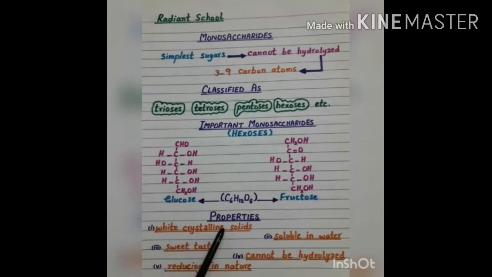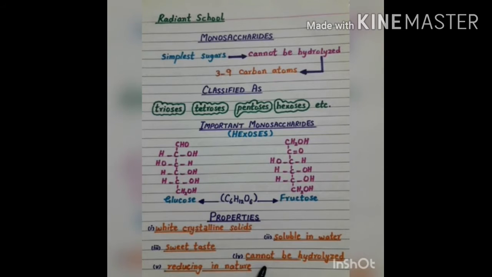Now here are the properties of monosaccharides. Monosaccharides are white crystalline solids. They are soluble in water. They are sweet in taste and they cannot be hydrolyzed, they cannot be broken down, and they are reducing in nature. Reducing means they can lose or donate their electron to any oxidizing agent. They are reducing in nature, so they are also known as reducing sugars.